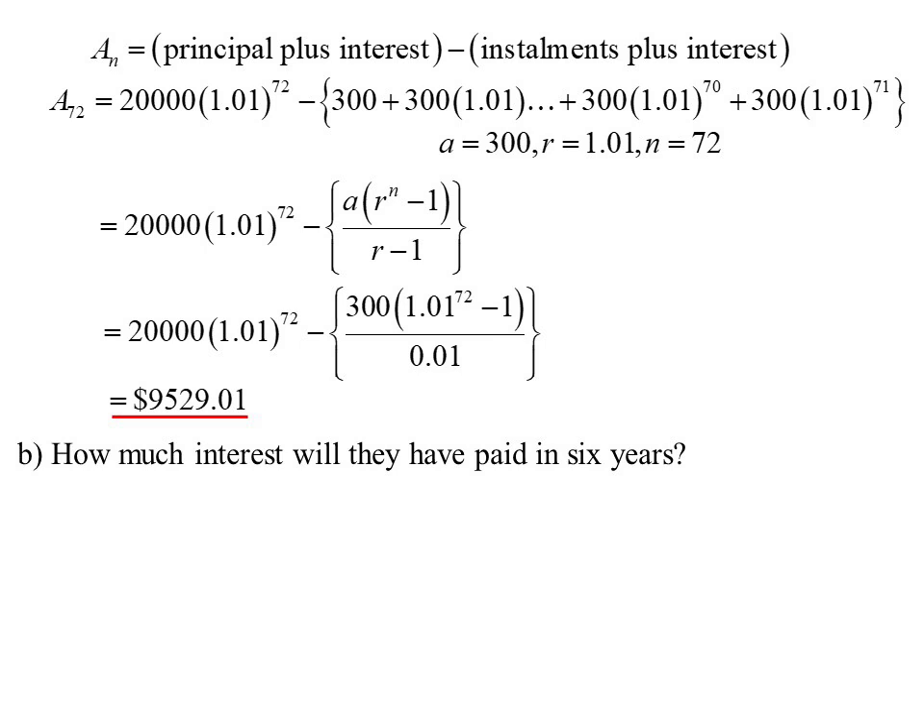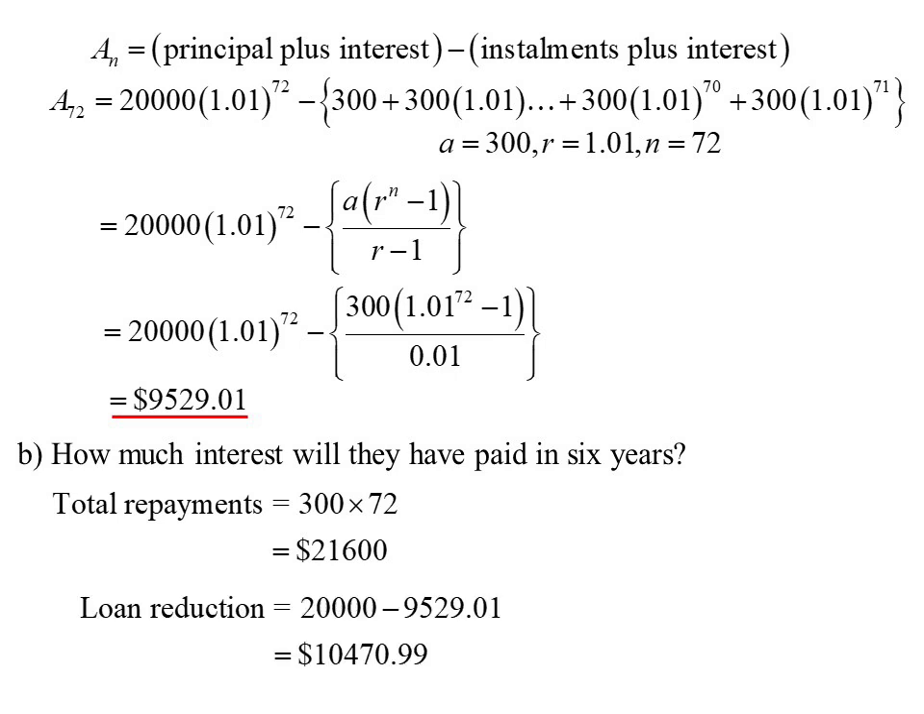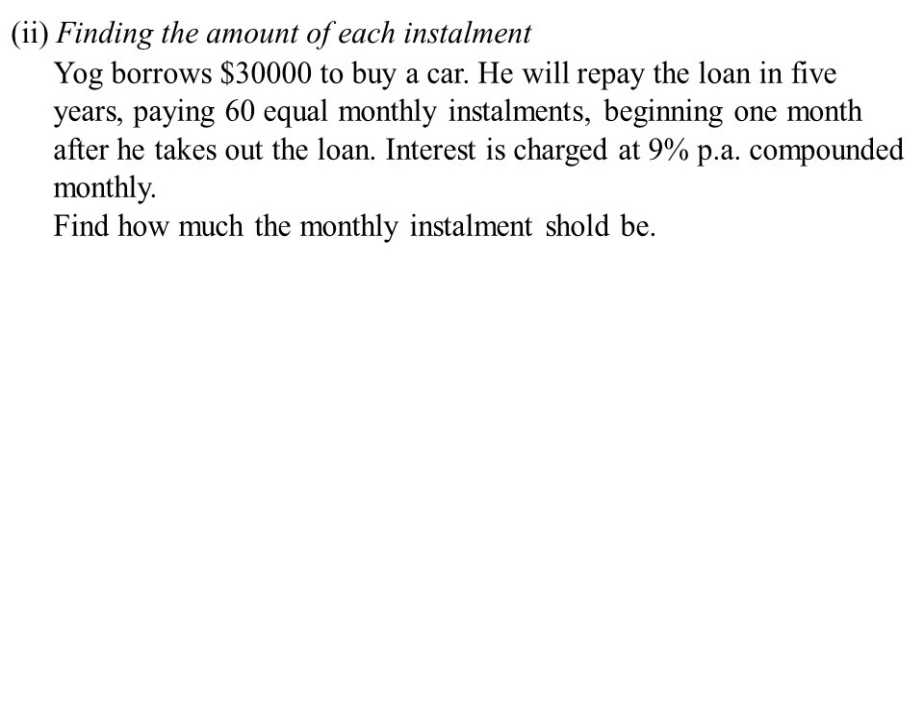So how much interest then have they paid in those 6 years? $300 repayments and 72 of them. So $21,600 they have given the bank. But the loan has been reduced by $10,470.99. So hang on. I've given them $21,600, but my loan's only been reduced by $10,470. Well, that difference then must be the interest I've paid. That's the extra money I've given them. So what do we end up with there? $11,000, a bit over.